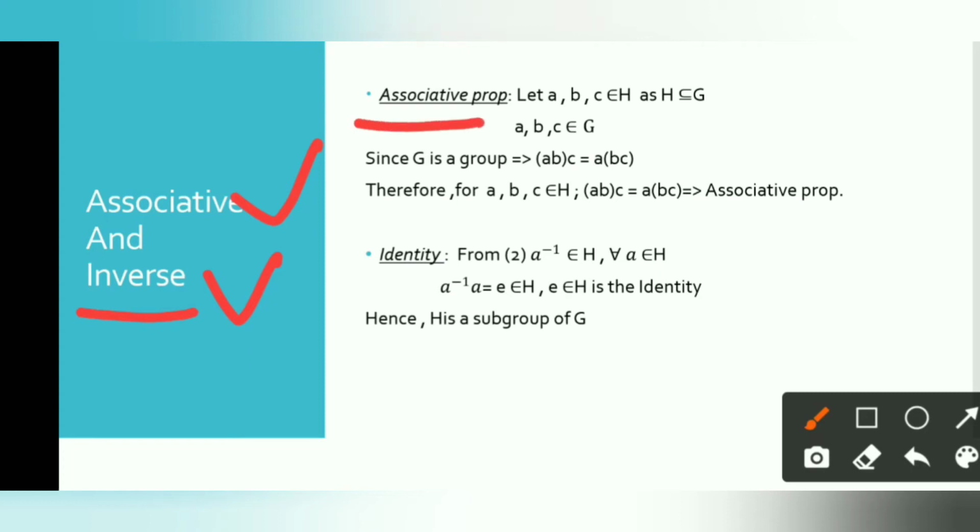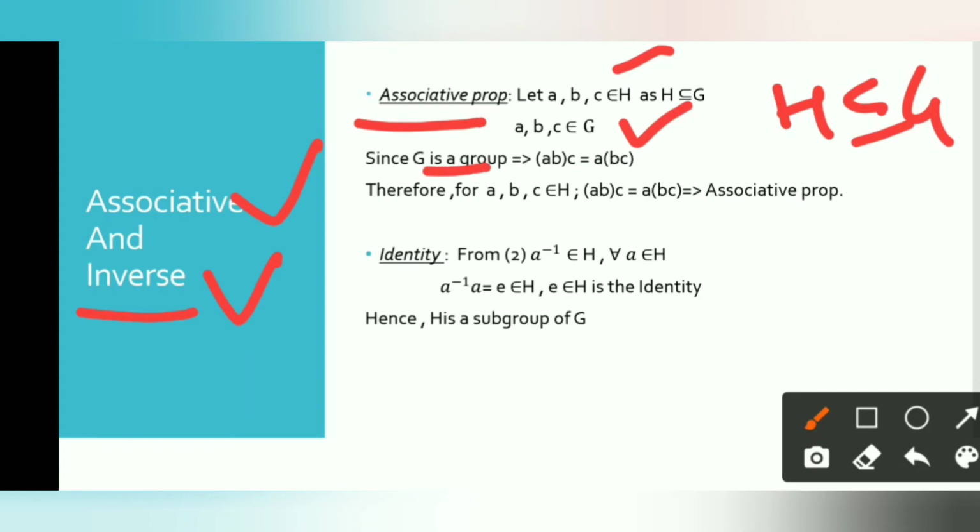First, the associative property. We take 3 elements from H. Because H is a subset of G, those 3 elements will be the elements of G also, and G is a group, so the associative law holds in G. So that proves AB into C is equal to A into BC. So this result means that for these 3 elements A, B, C, the associative property holds, which means the elements of H are associative.